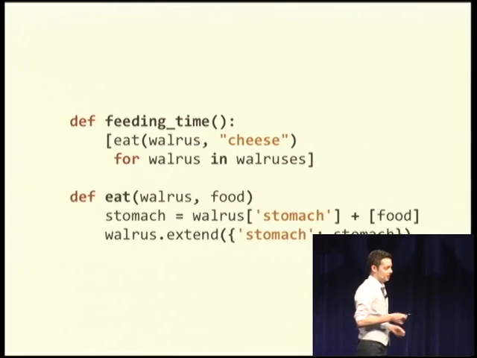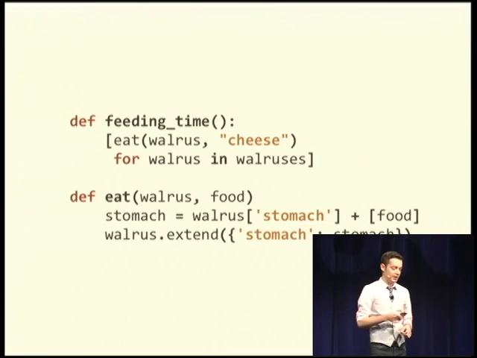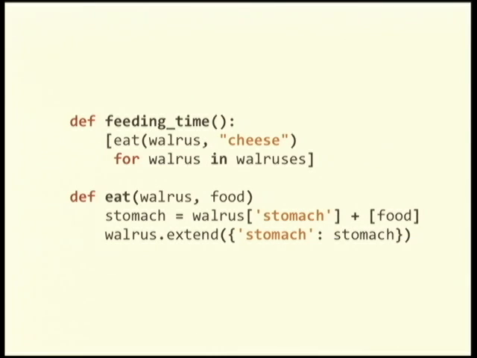So the eat function is kind of weird. It takes the walrus and the food. It builds a new stomach that is the old stomach plus the new food. And then around that stomach, it constructs a new walrus that is the old walrus with the new stomach dropped in. This is why functional programming is not that great at modeling real world systems, physical systems.